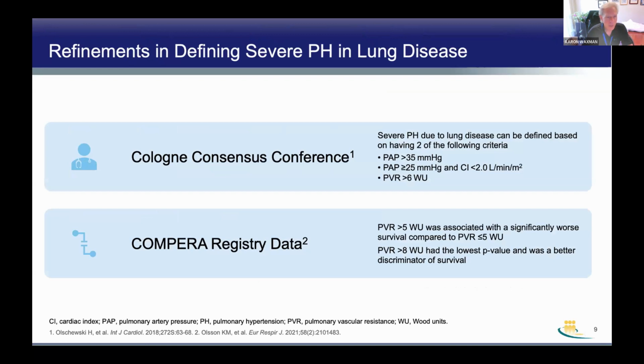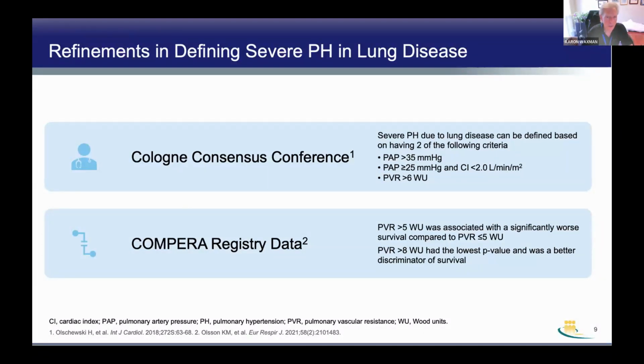There have been some efforts to refine the diagnosis of severe PH in lung disease, and you can see here two conference outputs. The Cologne Consensus Conference describes severe pulmonary hypertension due to lung disease based on a pulmonary artery pressure greater than 35, or greater than or equal to 25 with a reduced cardiac index and a pulmonary vascular resistance greater than 6 Wood units.